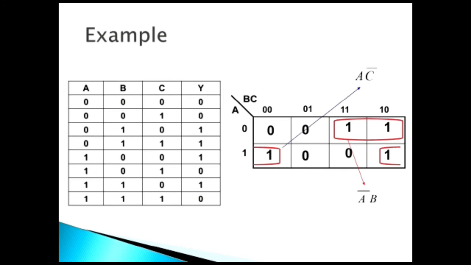Now, let us write down the term of the next pair. In this case, A is unchanged and B, C is changing from 1 0 to 0 0. So, we will not consider B in this term. In this manner, the overall expression of this example is Y is equal to A complement B plus AC complement.